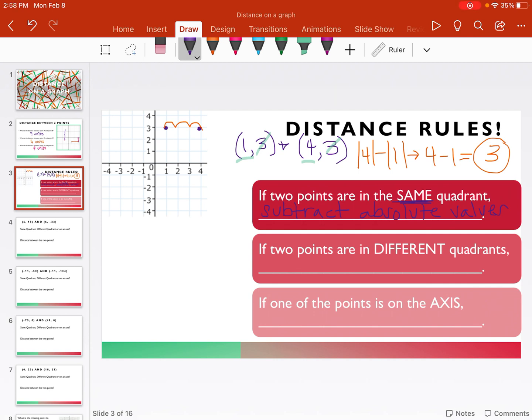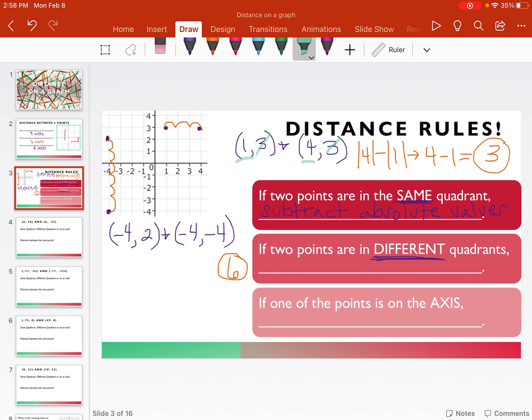All right, let's think about another scenario. So what if they're in different quadrants? We would subtract if they're in the same quadrant, but what if they're in 2 different quadrants? So I'm going to put a point here and here. So that is at -4, 2, and -4, -4. So if I check with my bunny hops, 1, 2, 3, 4, 5, 6. This is 6 spaces away, so I know my answer is 6.